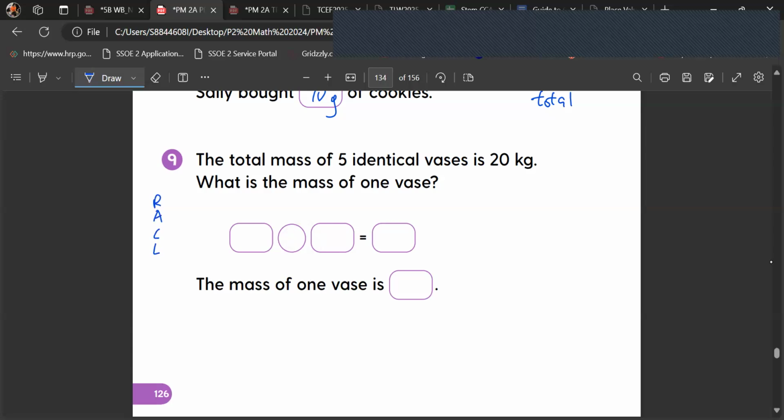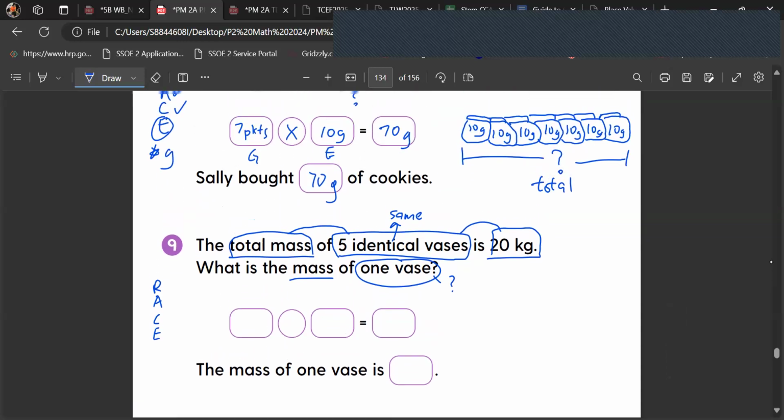The total mass of 5 identical buses. What's the meaning of identical? Same, yes. Same. They look the same, okay? The total mass of 5 identical buses is 20 kilograms. So total of 5 is 20. What is the mass of one bus?